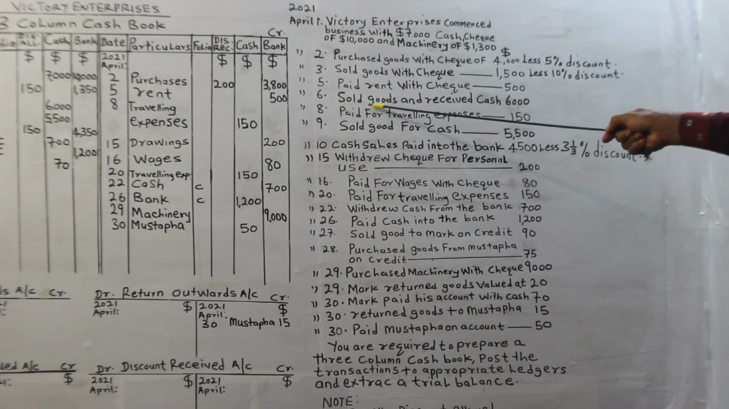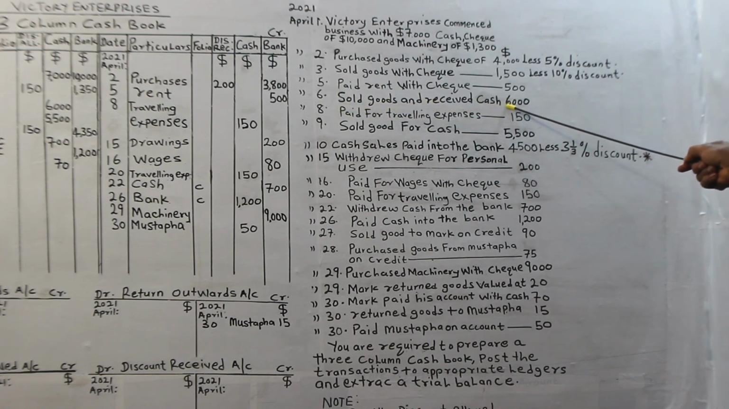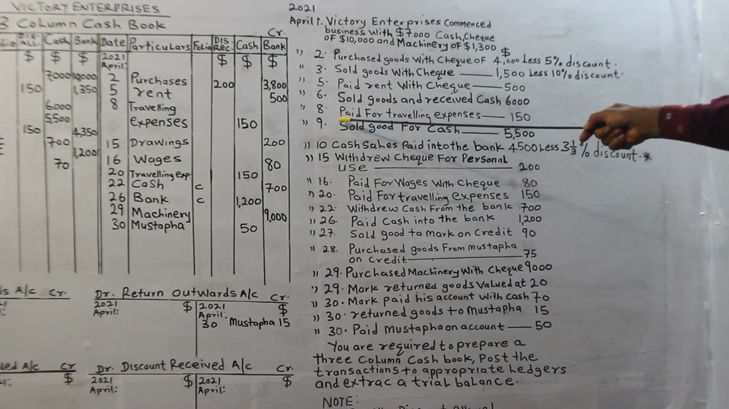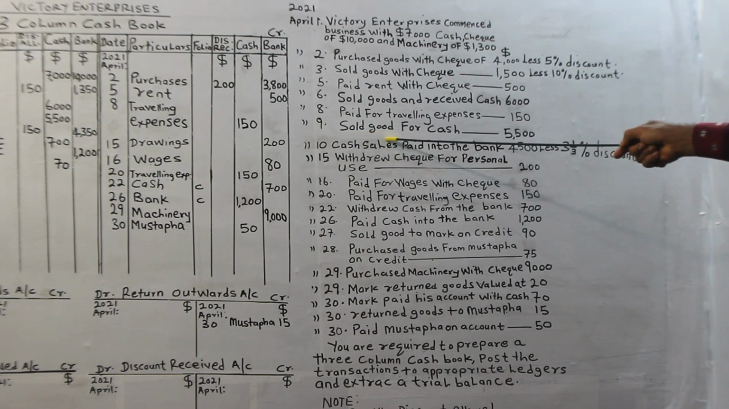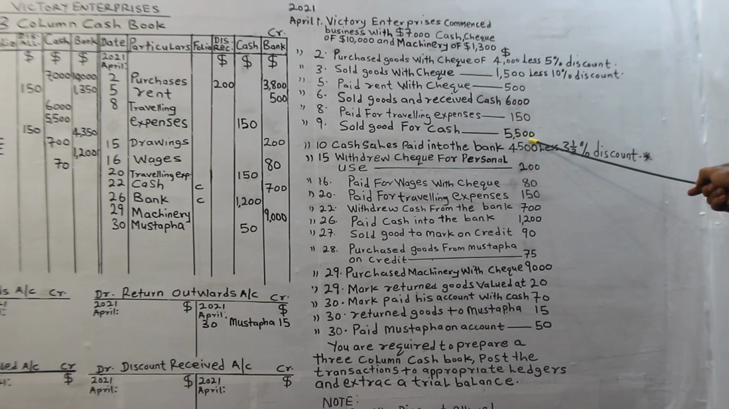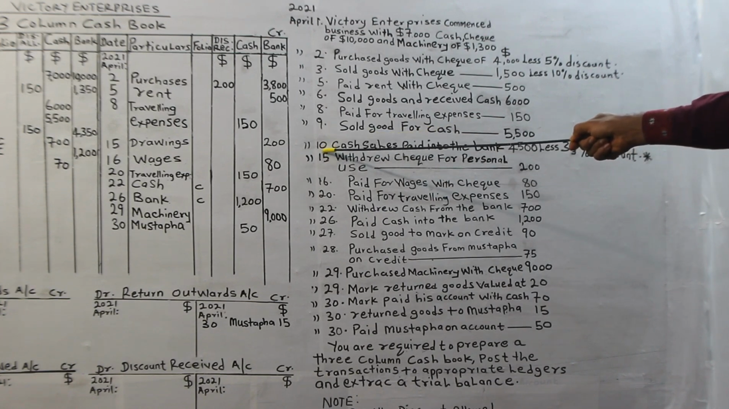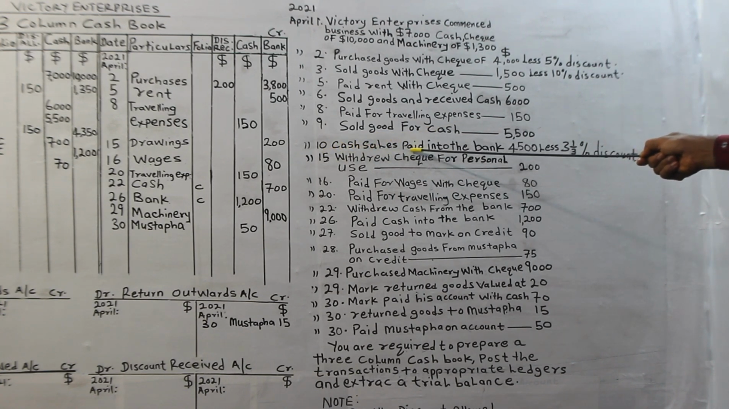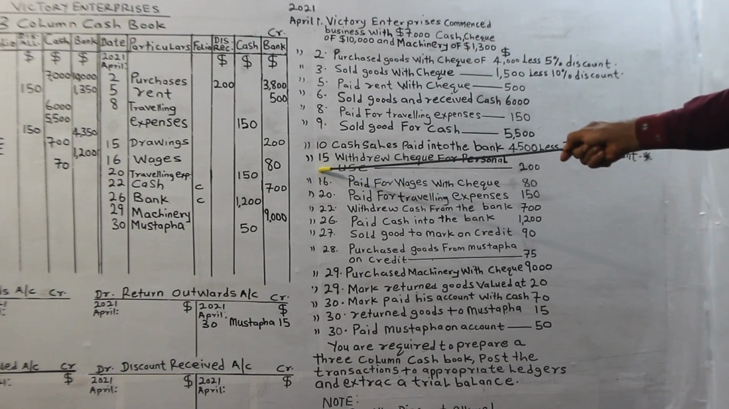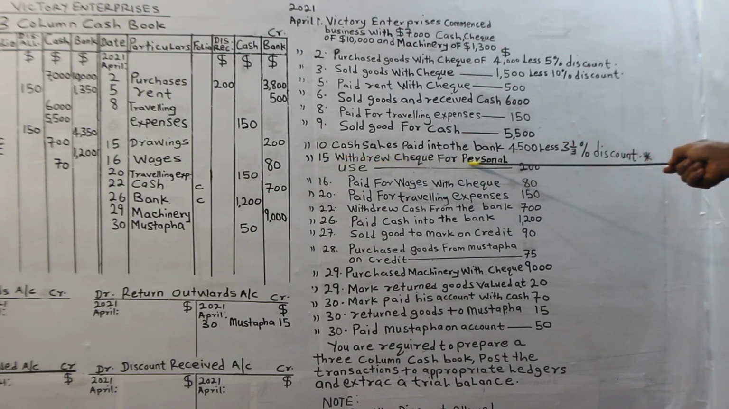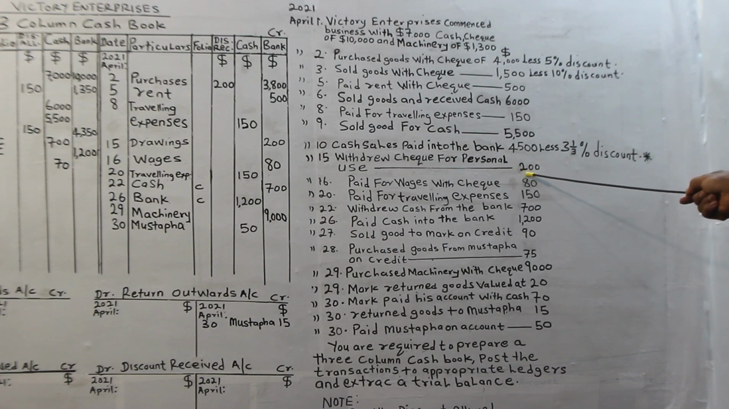April 6th, sold goods and received cash $6,000. April 8th, paid for traveling expenses $150. April 9th, sold goods for cash $5,500. April 10th, cash sales paid into the bank $4,500 less 3 whole number 1/3% discount. April 15th, withdrew check for personal use $200.